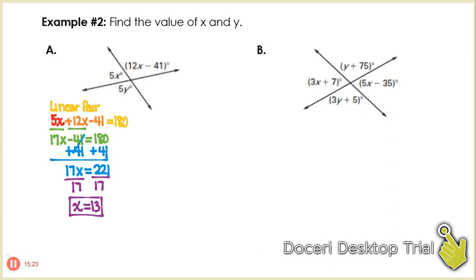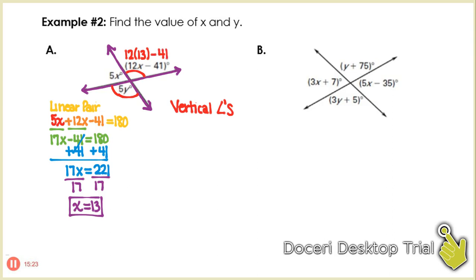So what I notice is I have two intersecting lines. When I have two intersecting lines, I know that the angles across from each other are called vertical angles. And what I know about vertical angles is that vertical angles are congruent, meaning they measure the same. Well, the cool thing about this is I now know that x is 13, so I'm actually able to substitute in x and then figure out how much that angle actually measures.